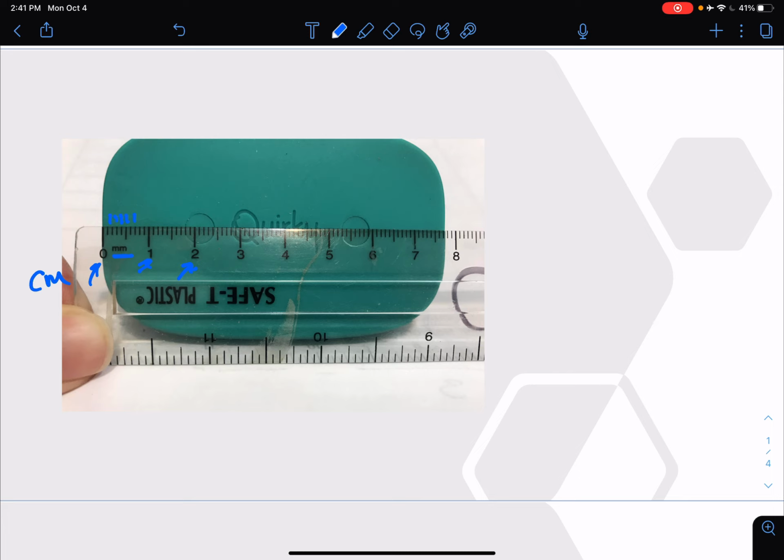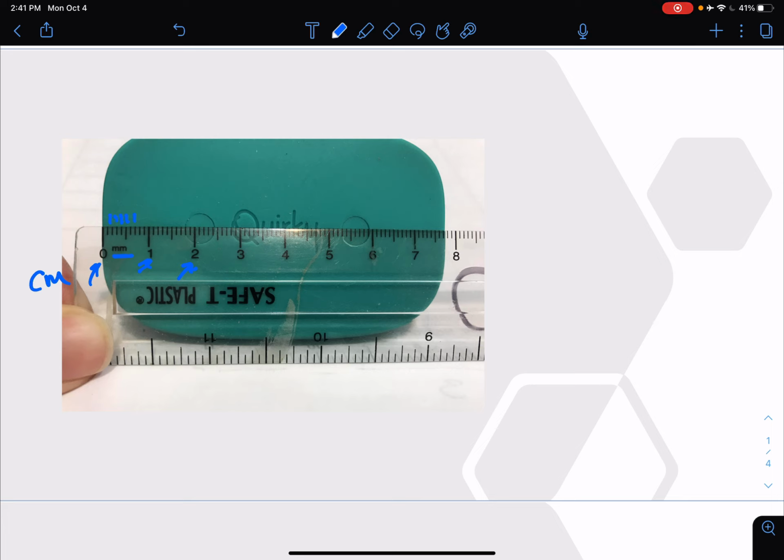So even though the ruler says millimeters there, most of the time what we're looking at, the 0, 1, 2, 3, is centimeters. So I know that's kind of weird, but that's how it goes. Okay, so how would we measure this?